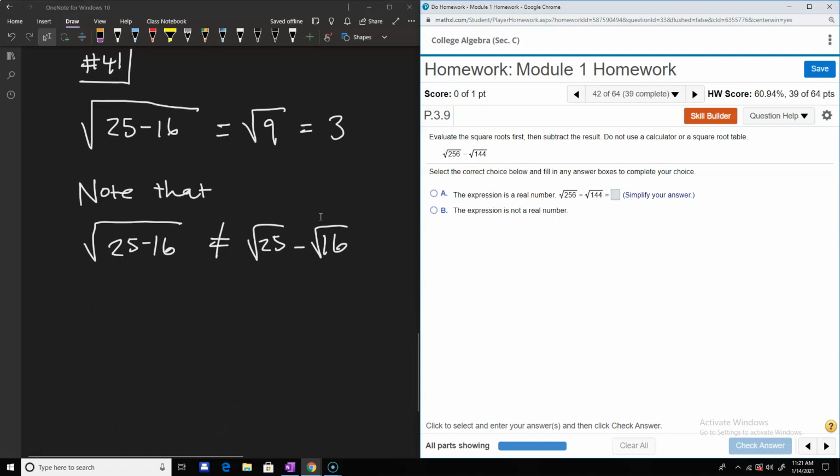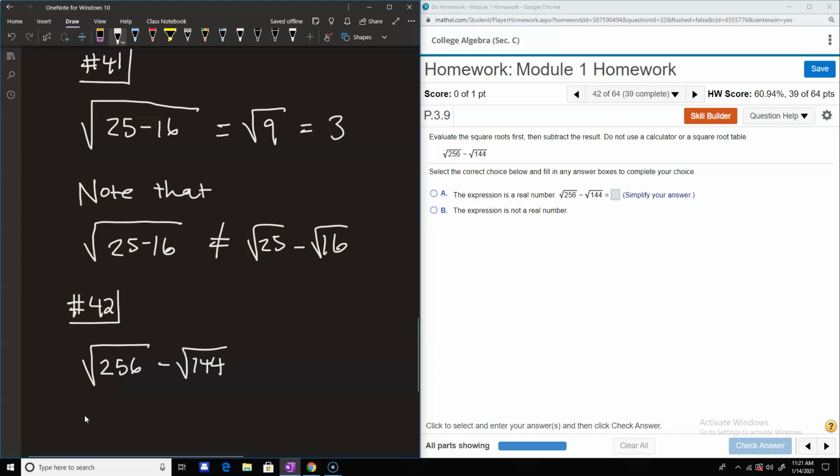This one, on the other hand, the subtraction is not performed beneath a single radical. So you would simplify both of those square roots first, and then only from there move on to doing the subtraction. So the square root of 256 minus the square root of 144. Well, this is 16 minus 12, which is just equal to 4.